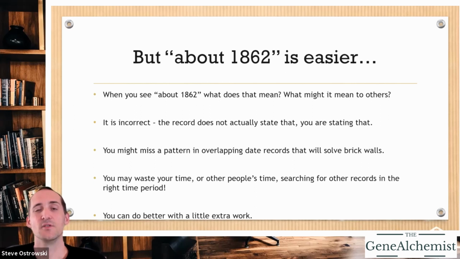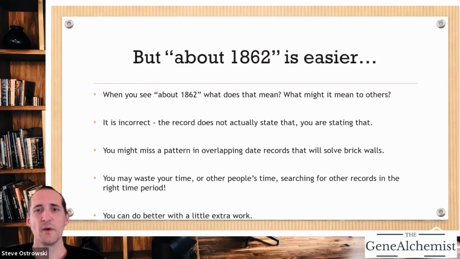About 1862 is also just plain incorrect. The record does not actually state that. You are stating that. So like I said before, there is one correct time that you would record it about 1862, and that's only if those words are exactly in the record that you're looking at. What the document actually states about implied dates is what we've gone through earlier, which is a date range between the valid dates on the record.